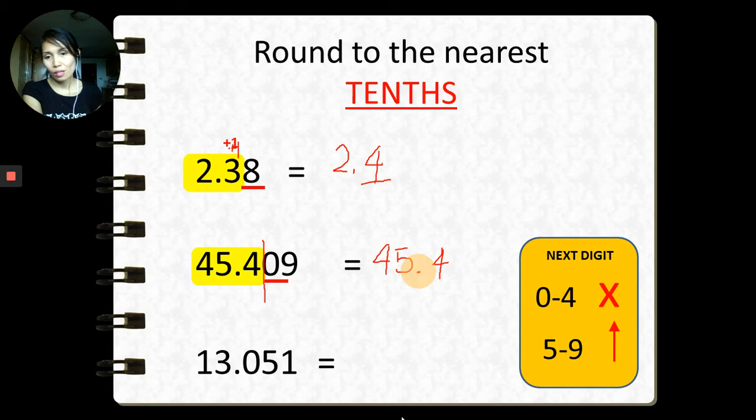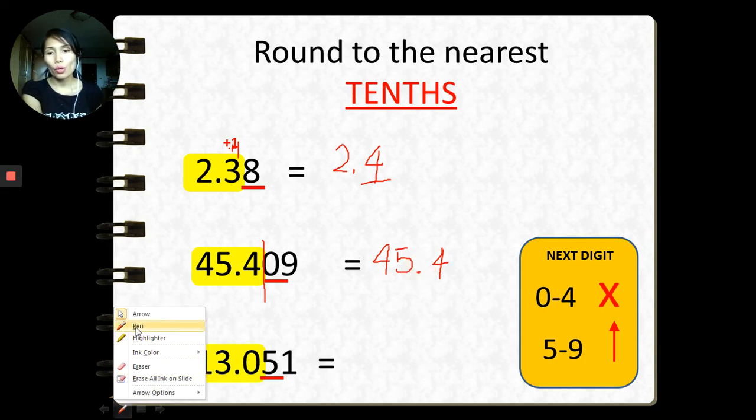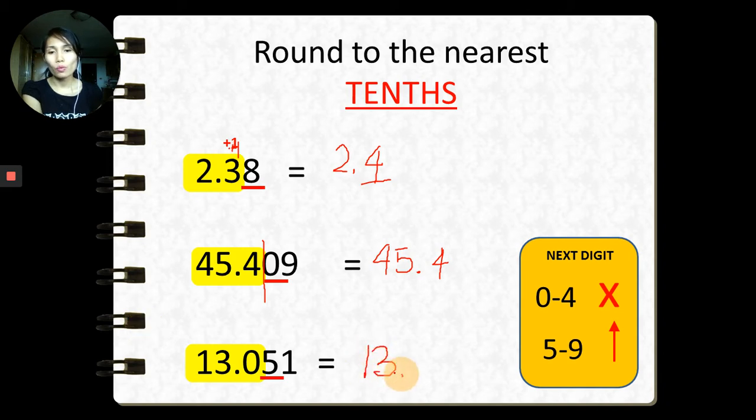How about 13.51? Tenths is up to 5. Are we going to round up or down? The next digit is 5, and according to the rule, 5 and above should be rounded up. So we need to add 1. So this becomes 13 point, because we need to add 1 to the 0 so that it will be 13.1.